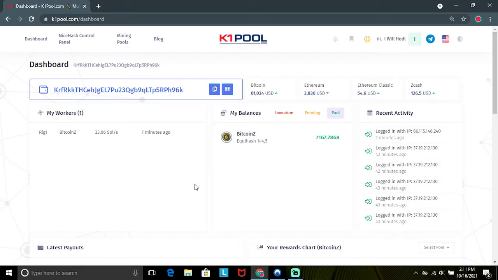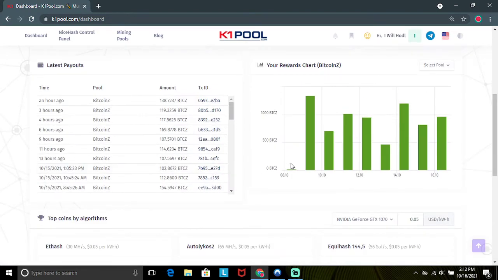I'm really excited because this is my first week into mining. I have never mined a coin before, other than proof of stake mining, which is so simple. This is a little more complex, but basically I mine BitcoinZ with the K1 pool. So I've been mining for 1 week now.